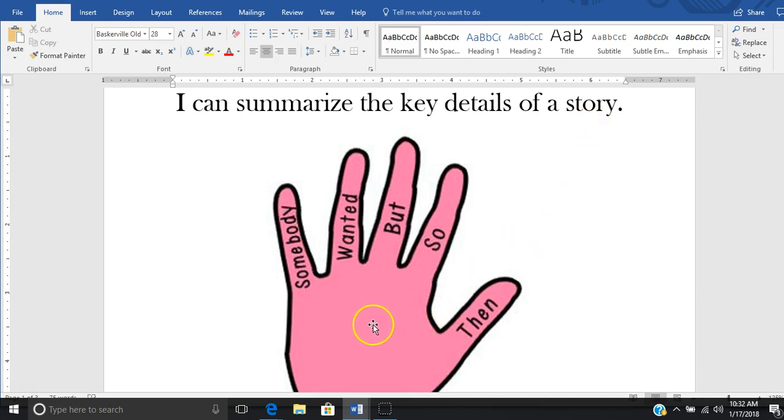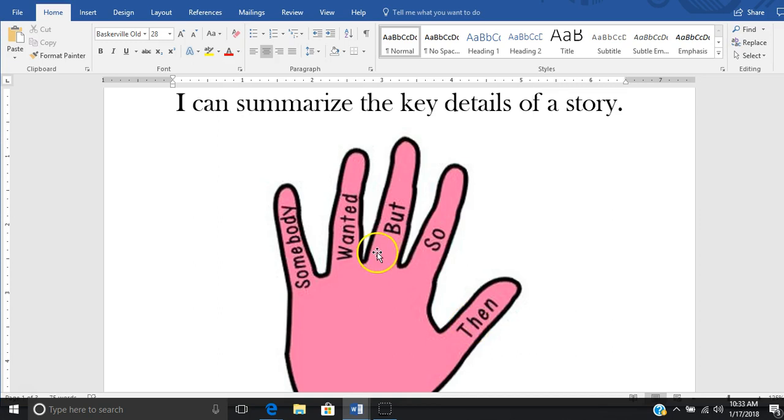Next, you need to trace or draw a hand like you did yesterday with the somebody wanted but so then. Of course, somebody on the first finger to the left, excuse me, and then on the second finger over, wanted, third finger, but, so, and then. That would stand for the somebody who's the main character of the story, what that character wanted, but what was the problem, so what changed, the climax, then how did it end, how was it resolved? So go ahead and finish that up.